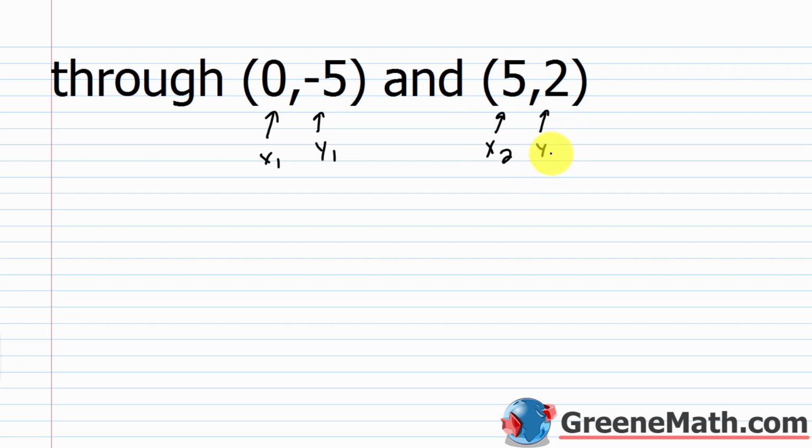And my slope formula, as you'll remember, m, the slope, is equal to y sub 2, which is 2, minus y sub 1, which is -5, minus the -5 is +5, over x sub 2, which is 5, minus x sub 1, which is 0. So 2 plus 5 is 7, over 5 minus 0, which is 5. So my slope m is 7/5.